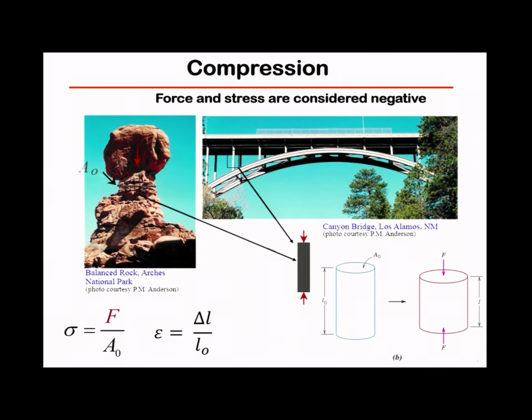Compression is the same, but in the opposite direction. So it's the negative of tension. Okay. So you could see, where would the cross-sectional area be in this image? It would be right here. Your A0 would be right here, where it's experiencing the load of the rock that's on top of it. And you can measure the stress and the strain in this particular example as well.